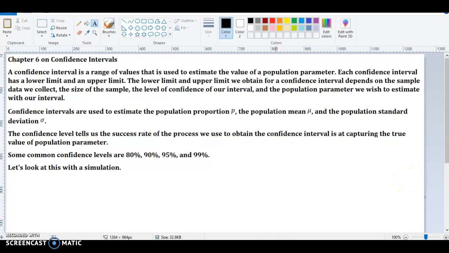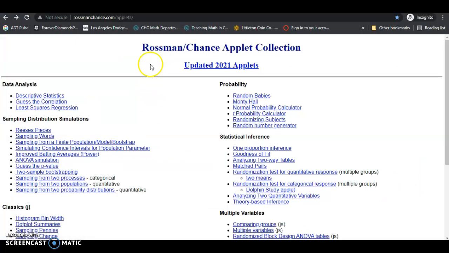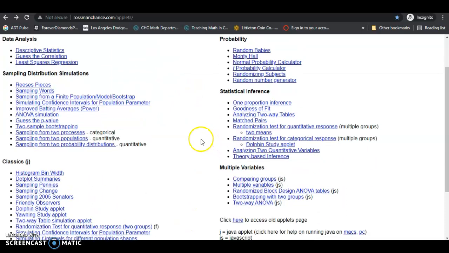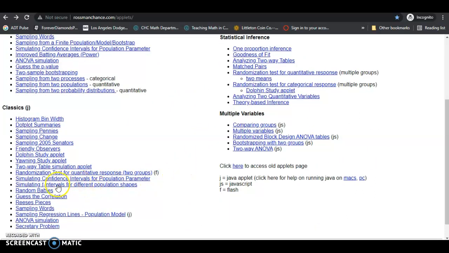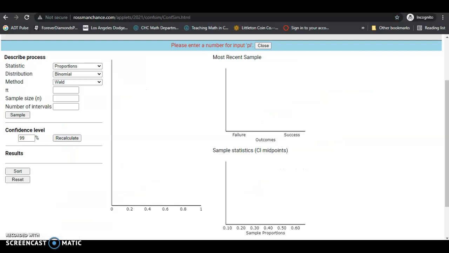So we're going to go ahead and take a look at the following website, which is the Rossman/Chance applet collection. It's named for the individuals who developed this website and these applications. And it shows you different simulations for different topics that are discussed in statistics. Now, we won't look at many of these, but what we will focus on in the video is simulating confidence intervals for population parameters. So if you click on that one, another tab will open in your browser. And it allows you to simulate confidence intervals for proportions or for means.